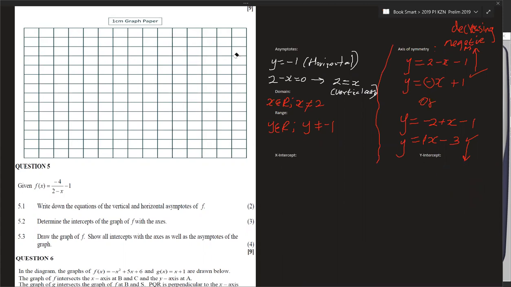Okay, we're going to do y and x-intercept now. Remember, for x-intercept, y must be 0, and for y-intercept, x must be 0. So I'm going to go to my function, where y equals this expression. For x-intercept, I'll make this part here 0.